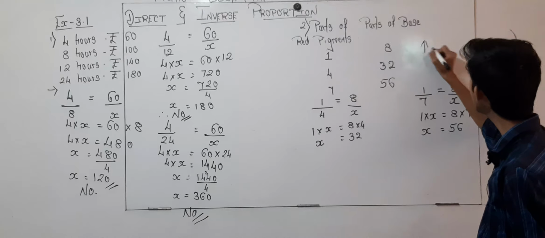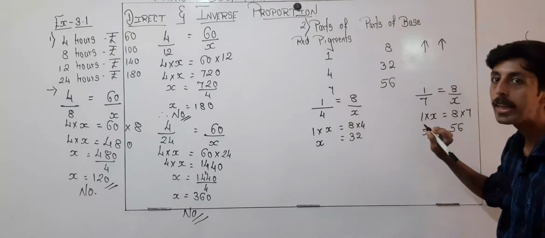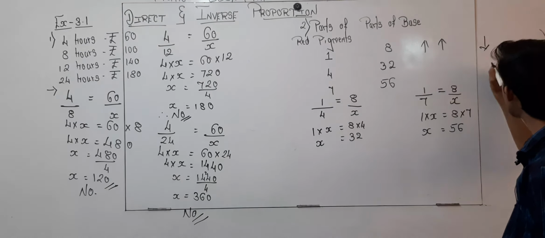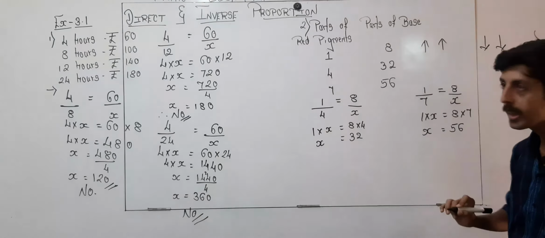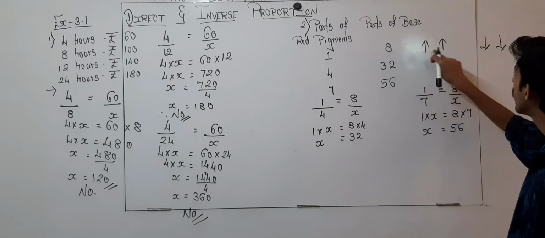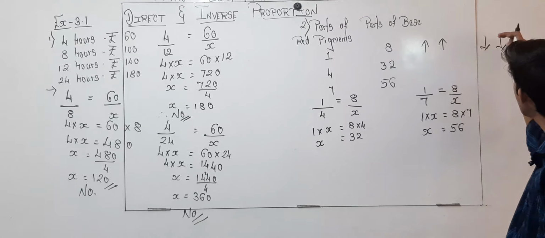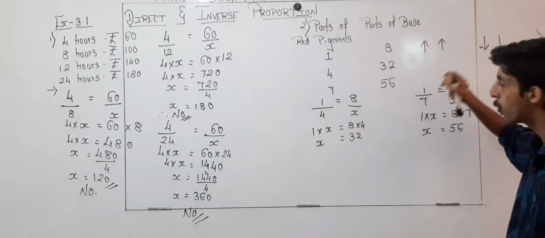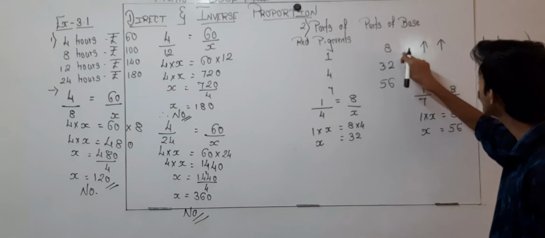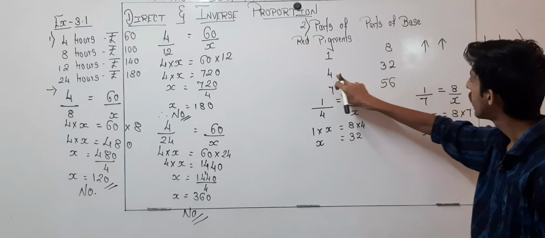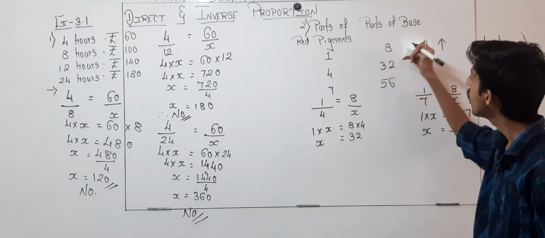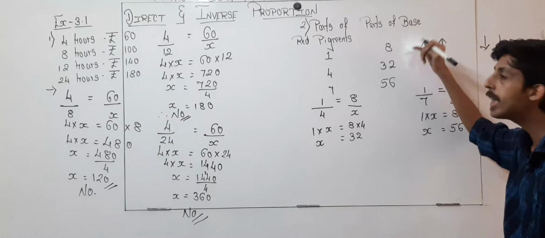See, when one is increasing, the other should also be increasing. So that is the concept of direct proportion. Or else, if one is decreasing, the other should also be decreasing. Both arrows should move in one direction. If one is moving upward, the second should also move upward. If one is moving downward, the other should also move downward. For example, with 1 pigment the base is 8, but with 4 pigments it has increased, so the parts of base also increase.